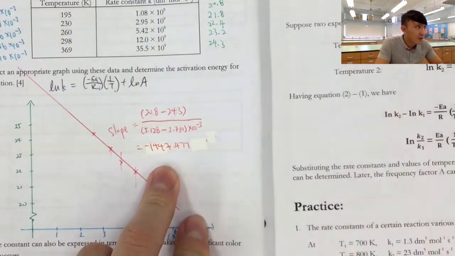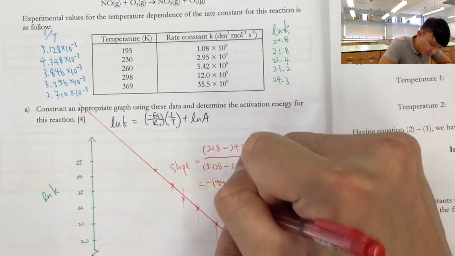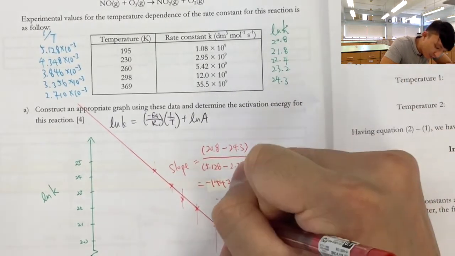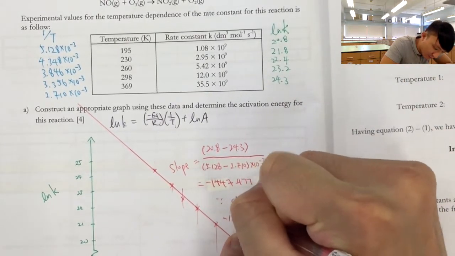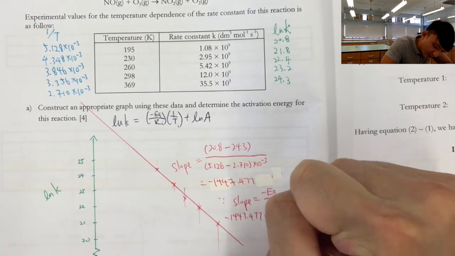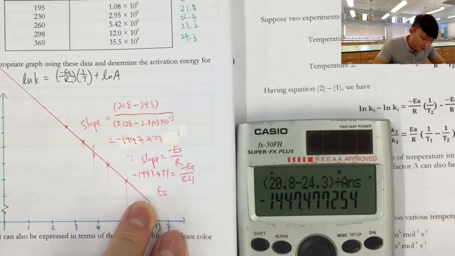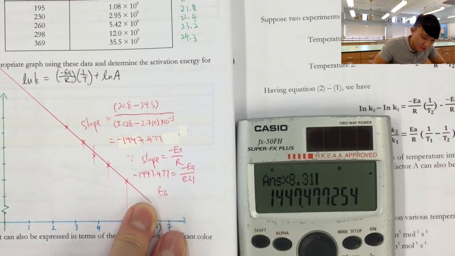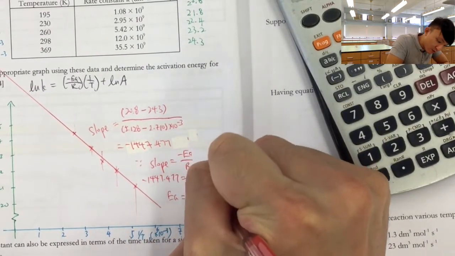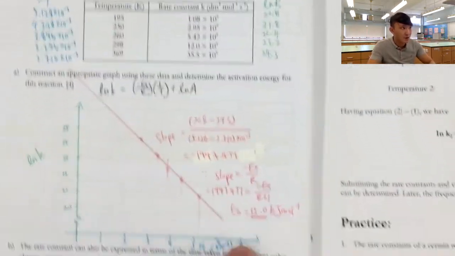Knowing that slope equals to negative EA over R, we have negative 1447.477 equals to negative EA over 8.31. So EA is this term multiplied by 8.31, and divided by 1000. So we have 12.0 kilojoule per mole. Okay, so this is how it works.